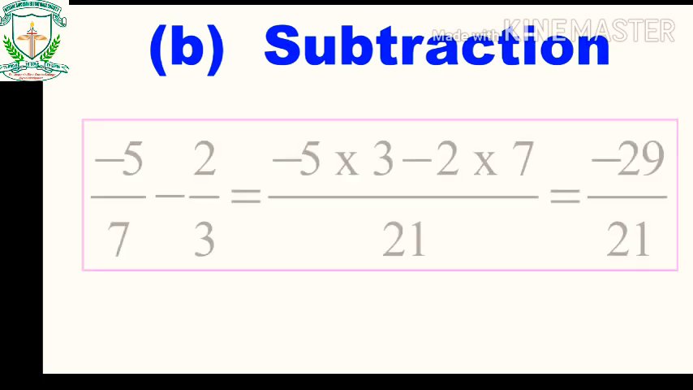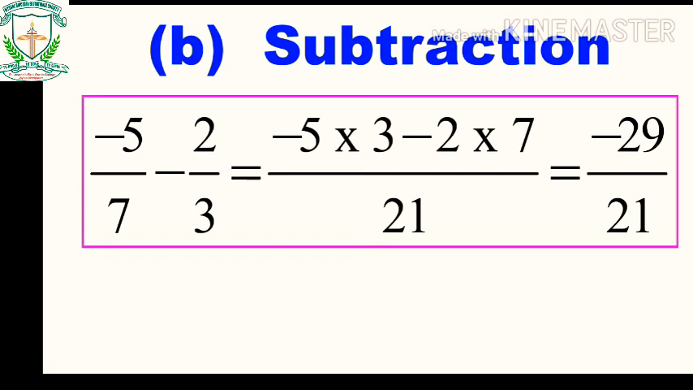We look at another example. Let's say minus 5 by 7 and we are subtracting 2 by 3, that is minus 5 by 7 minus 2 by 3. Here also same thing. First we need to take LCM of 7 and 3. Since 7 and 3 are prime numbers, we can multiply directly. 7 threes are 21. So LCM is 21.